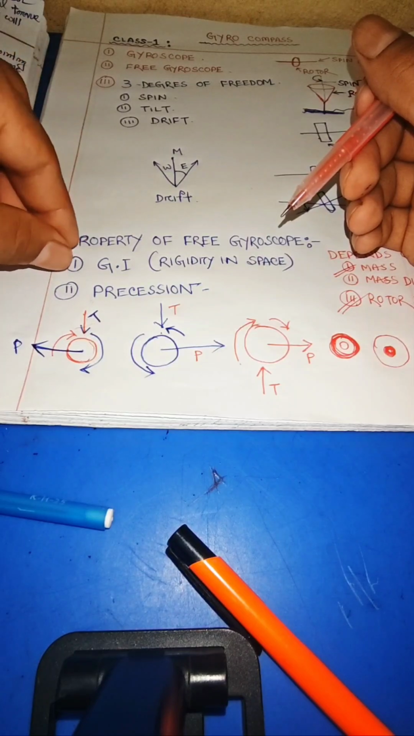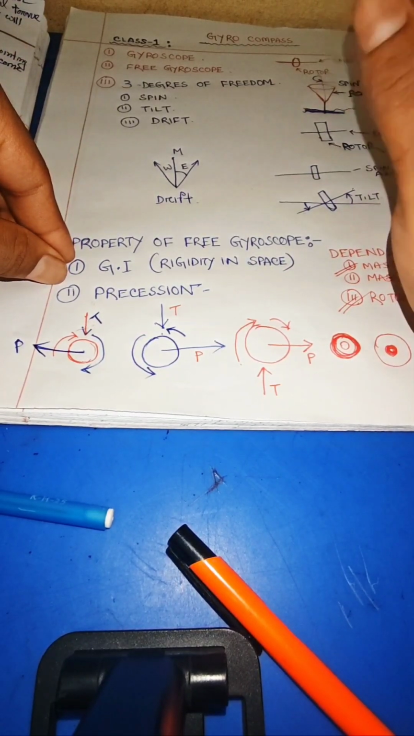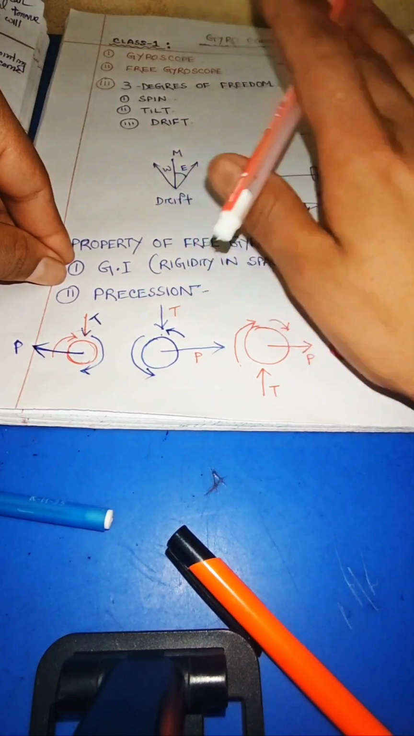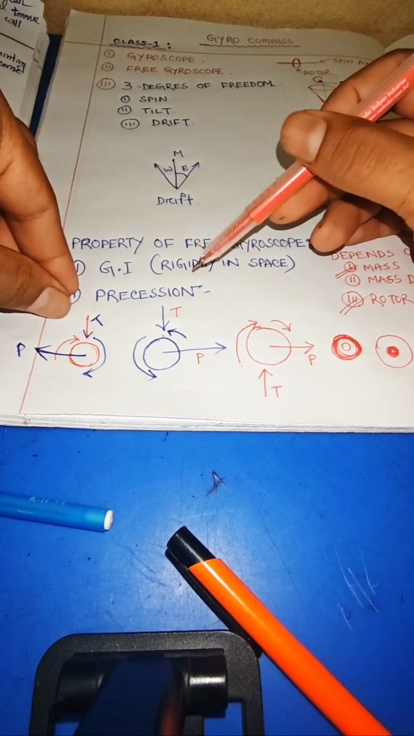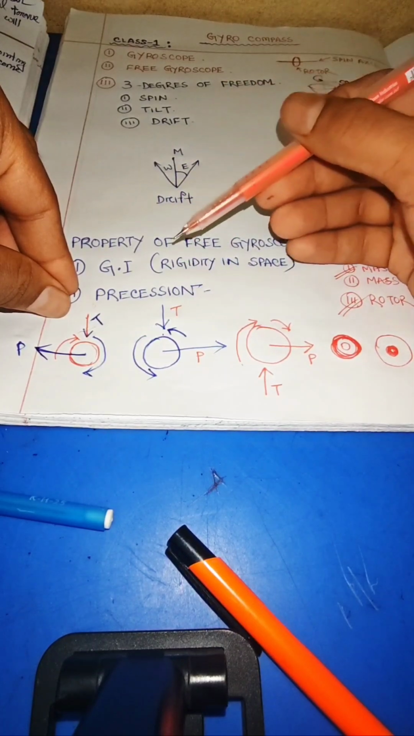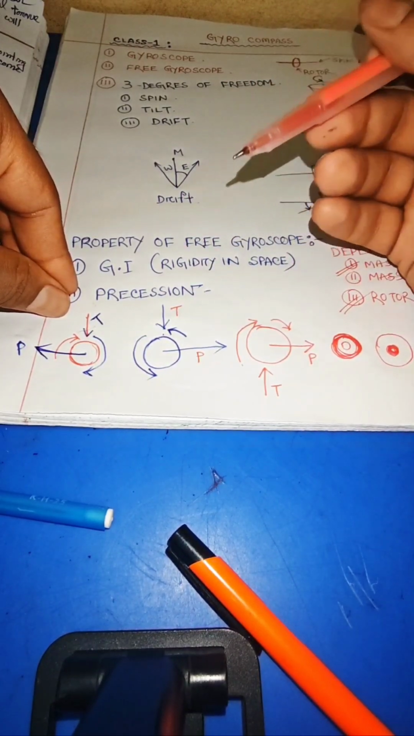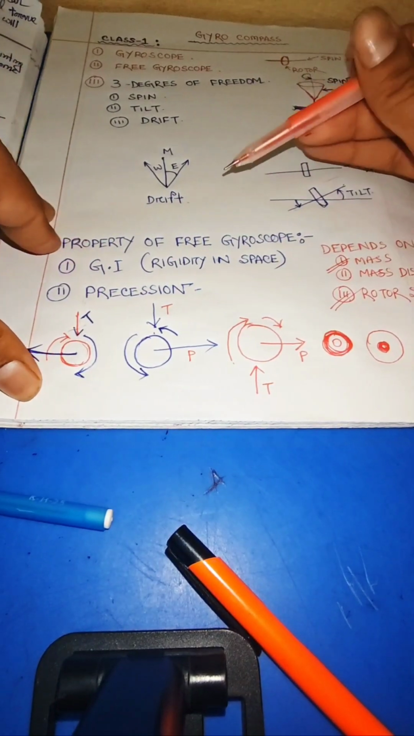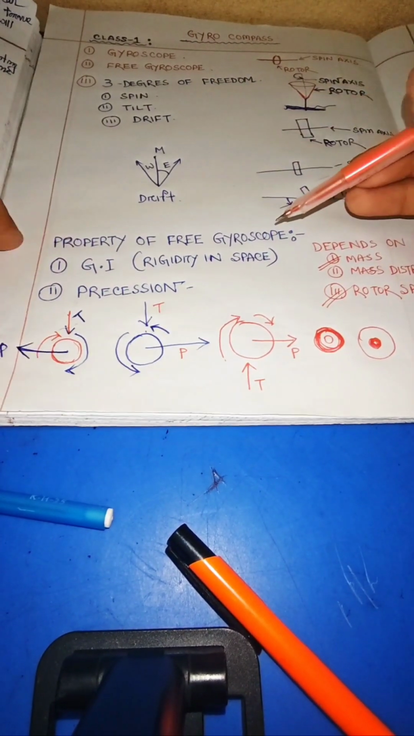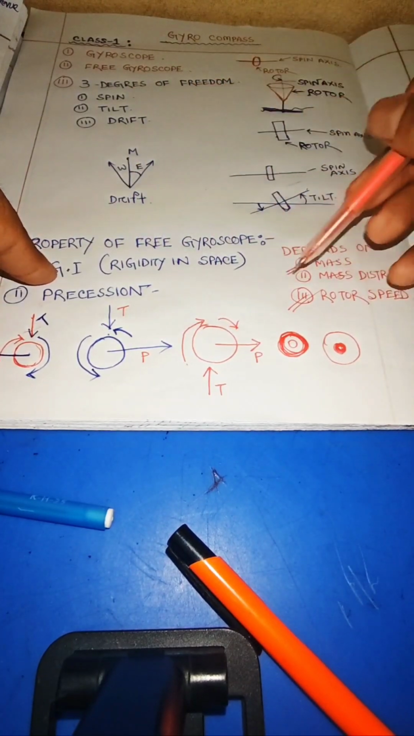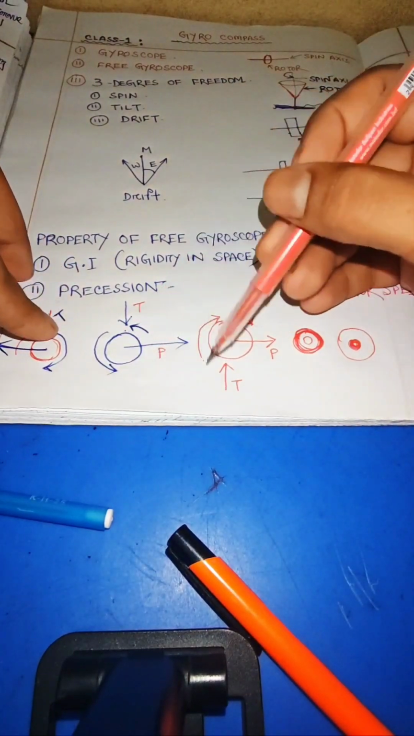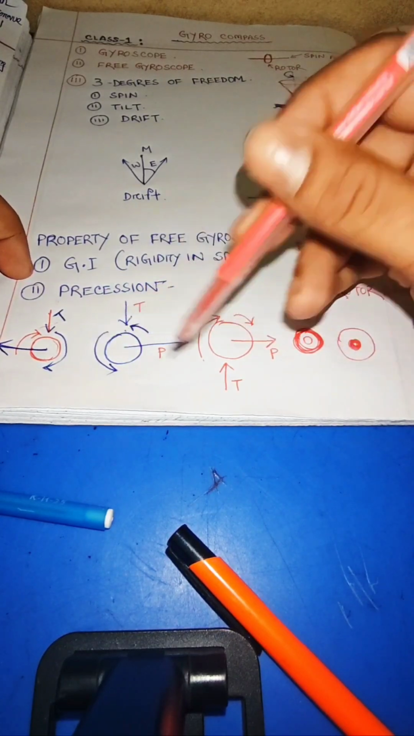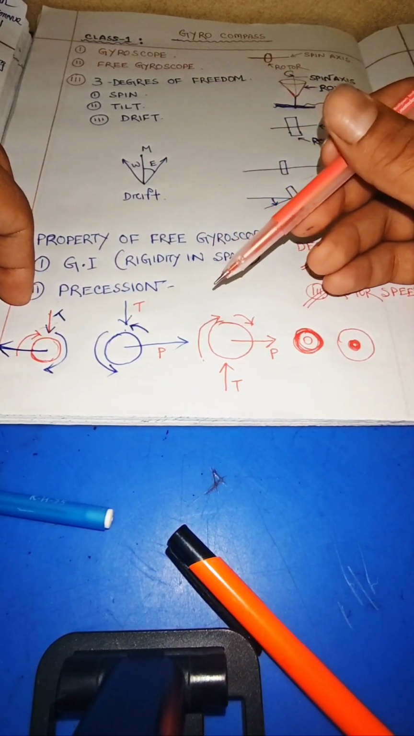Gyroscopic inertia is the rigidity in space, pointing in a fixed direction without any applied external torque. And precession is the behavior of the rotor under the applied torque. I think you understand these two properties, guys, and I already explained that gyroscopic inertia depends on these three factors. And this is the movement of precession under the applied torque. So next class we will go further, guys.